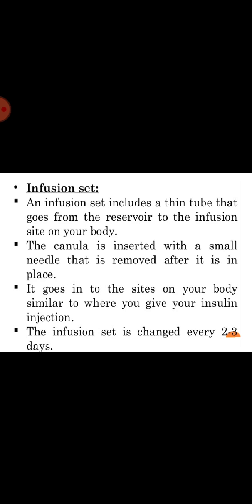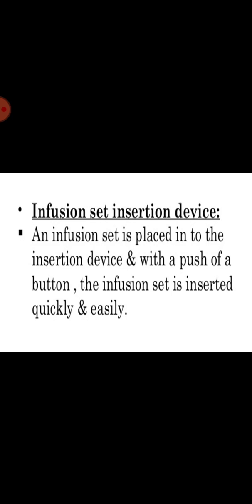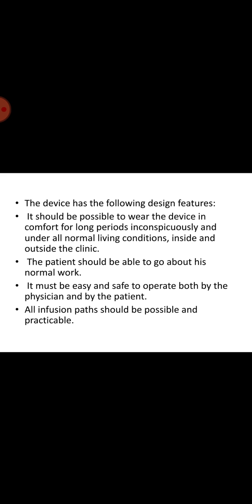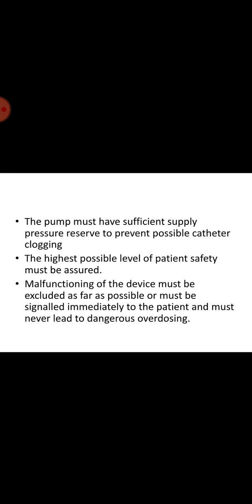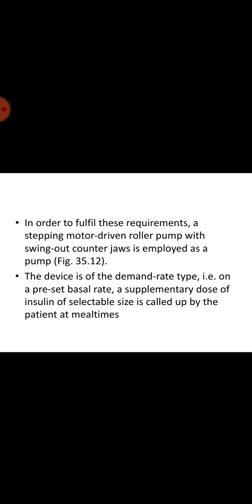An infusion set includes a thin tube that goes from the reservoir to the infusion site on your body, and the cannula is inserted with a small needle that is removed after it is in place. It goes into the sides of your body, similar to where you give the insulin injection, and the infusion set is changed every 2 to 3 days. The infusion set is placed into the insertion device, and with the push of a button, it is inserted quickly and easily. As I said earlier, the set should have the following features which I have already mentioned.